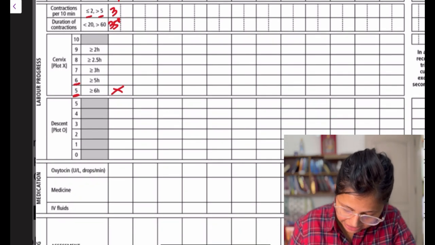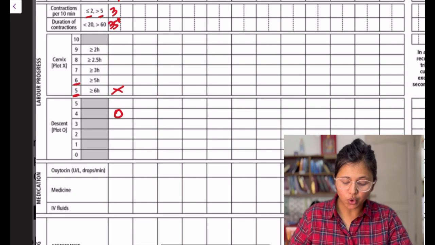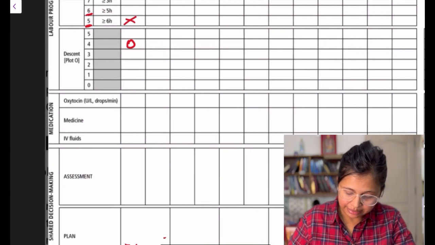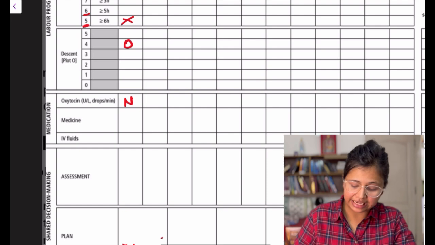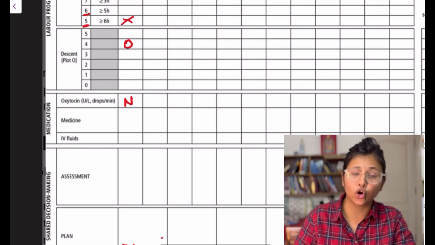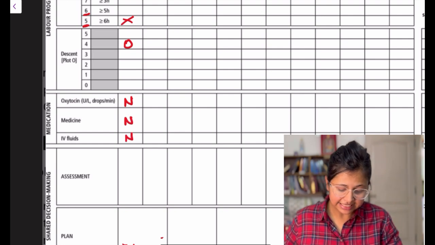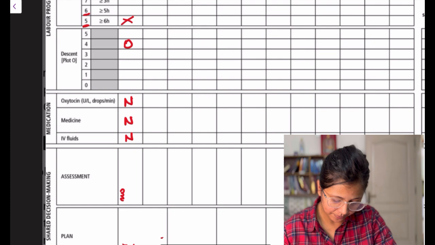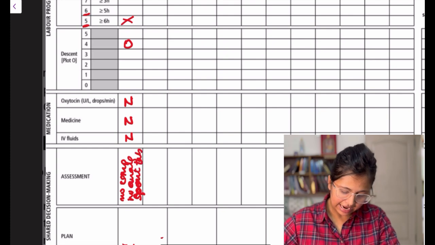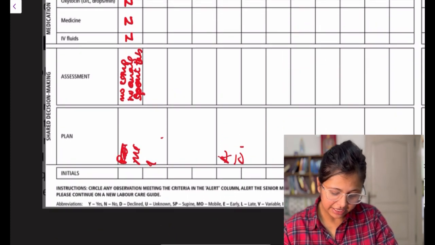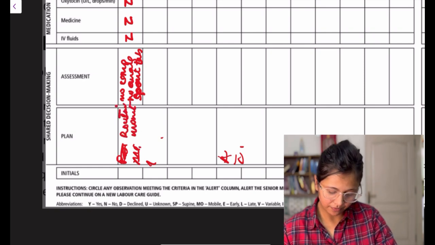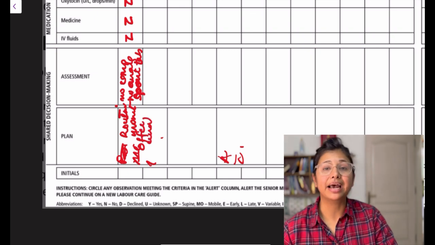For example, at the time she came to us, she was 4/5 palpable, right? And at that time, she was not taking any medication. If we are giving her anything, then we have to plot the oxytocin in drops per minute. We were not giving her anything. There was no medicine and there were no IV fluids. So what is the assessment? Assessment is no companion, no analgesia, and spontaneous labor, right? And our plan can be, we will continue with our routine monitoring, offer analgesia, and call the companion, right?